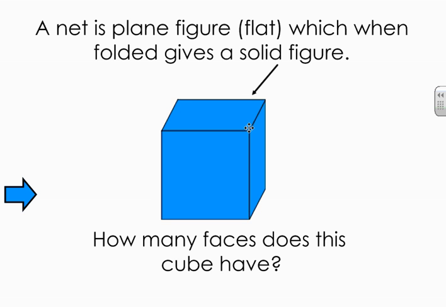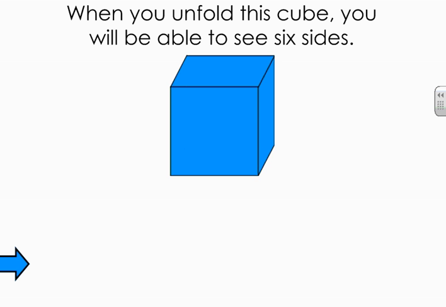So if we look at this three-dimensional figure, the first thing you want to ask yourself is how many faces does the cube have? And like we talked about in the last lesson, there are some faces that are visible, and we have 3 faces that are visible. And there are some faces that we cannot see, and because it's a cube, we know the hidden ones are opposite, so this has 6 faces. When you unfold the cube, you will be able to see its 6 sides in a flat form.